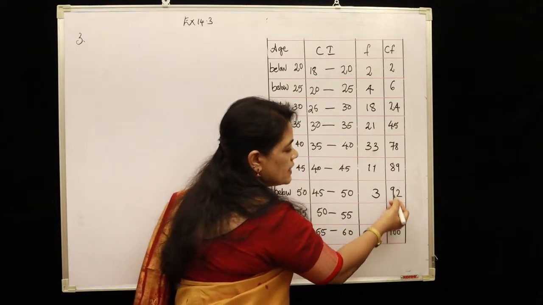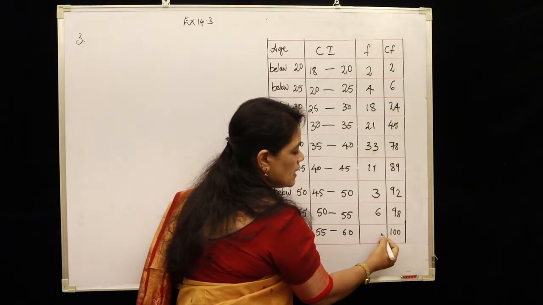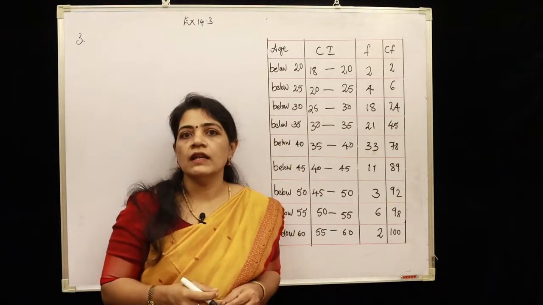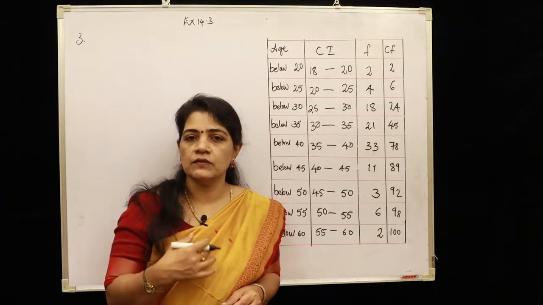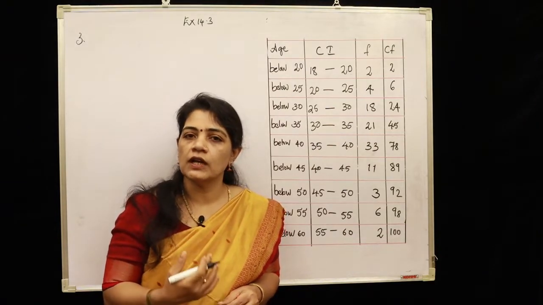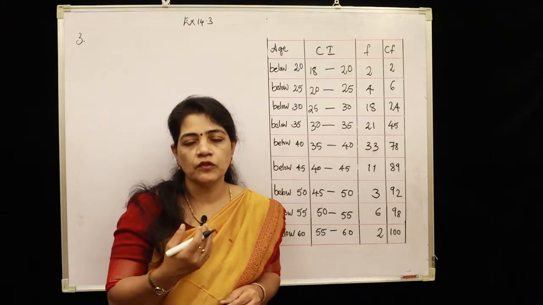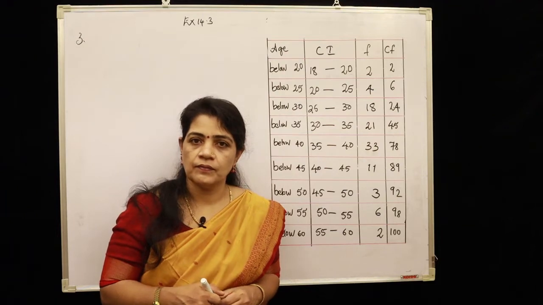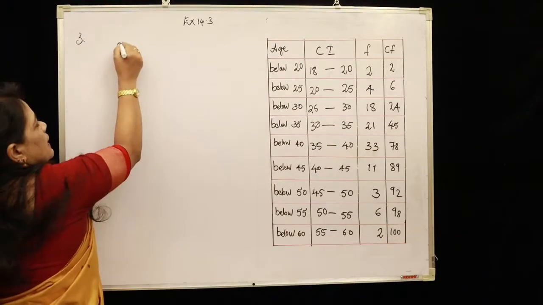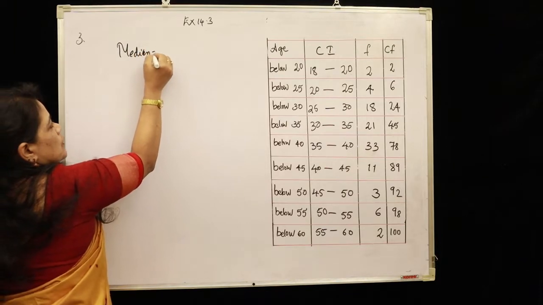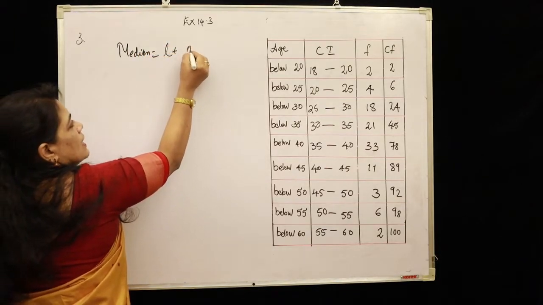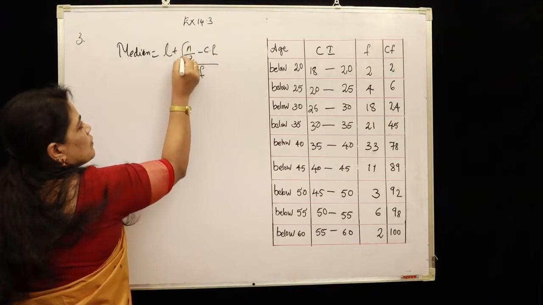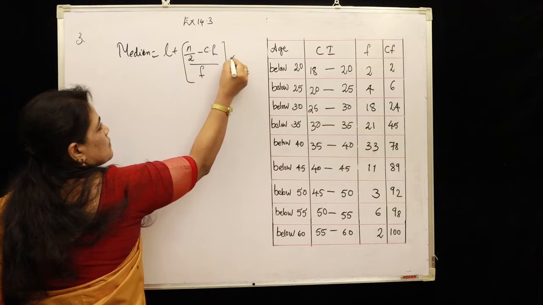Okay, and 98 minus 92 is 6. Here comes 2. These are the frequencies of the given class intervals. That means we have converted the less-than type into class-interval form, and we got the frequency of the corresponding class interval from its cumulative frequency. Median is equal to L plus (n by 2 minus CF) divided by F, into H.